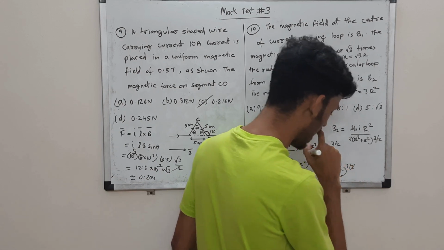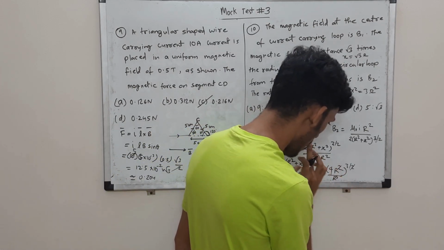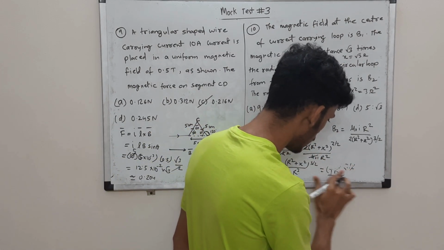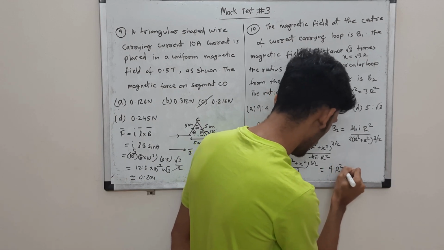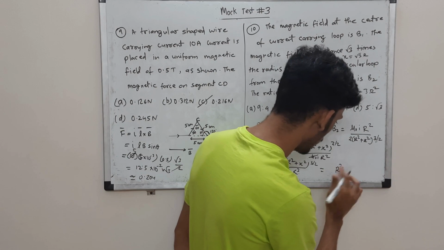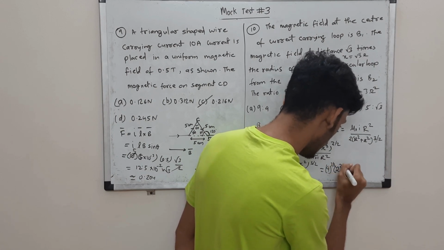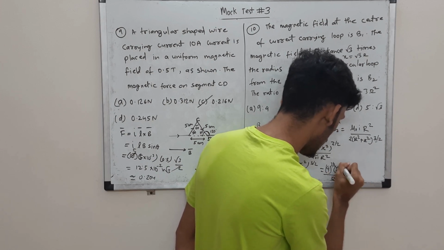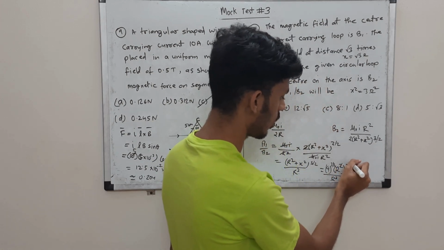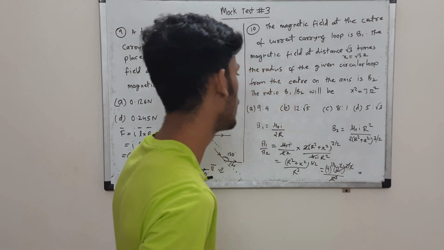2 and 2 can get cancelled, I hope. Okay, wait, what we'll do is, we have 4R square. For 4 we'll write 3 by 2 separately, and here also we'll write 3 by 2 separately. Here we'll have R cube, and this and this will get cancelled. R cube will cancel with this. And this is 4 raised to 3 by 2.